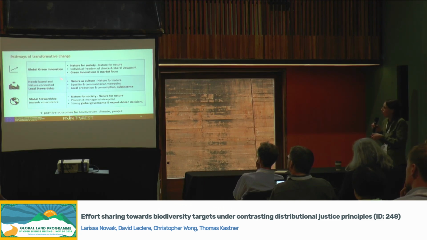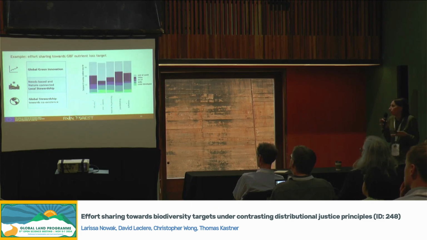Then we have one that we call need-based and nature-connected local stewardship, where we value nature mostly as culture, so relational values, and we focus on local production, local consumption, and subsistence. And we have a global stewardship one, where we have a mix of nature for nature, so intrinsically valuing nature, and nature for society. And we have global governance systems and expert-driven decisions. Then the question you could ask is, under these pathways, which would be the most likely distribution for these burdens or benefits that we choose?